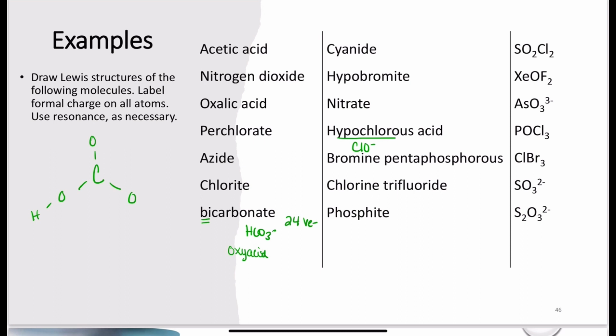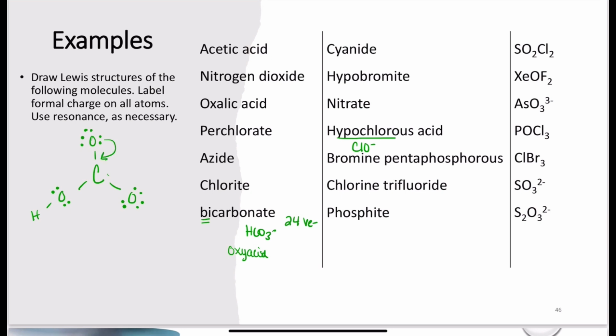Let's give our outer atoms their octet. Hydrogen can't have an octet. Check how many electrons we've used up. 2, 4, 6, 8, 10, 12, 14, 16, 18, 20, 22, 24. We've used up all of our electrons. Now we're going to check and see if our central atom has its octet. And it does not. Carbon needs 4 bonds, or some kind of lone pair to give it an octet. Carbon is not happy. So how can we make it happy?